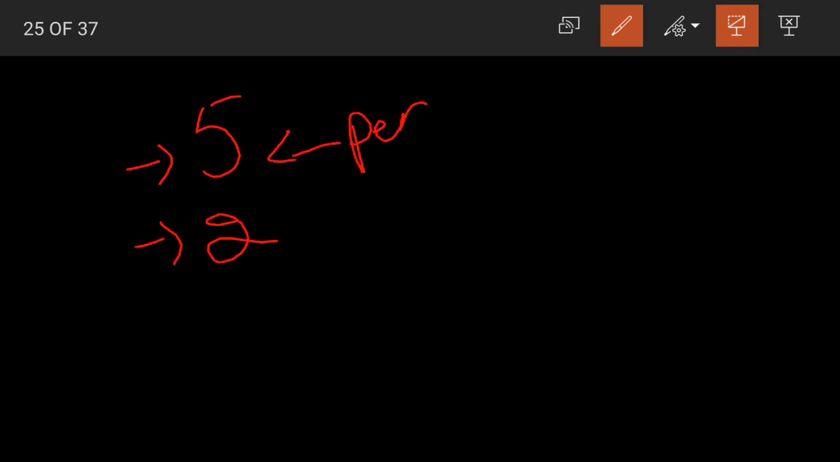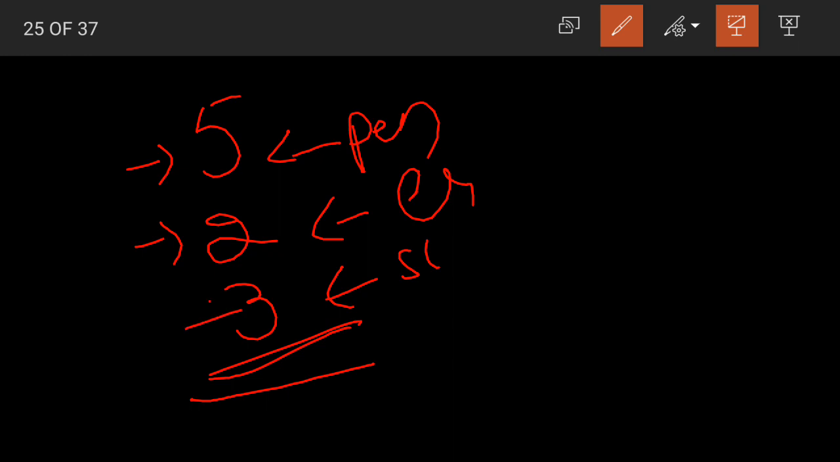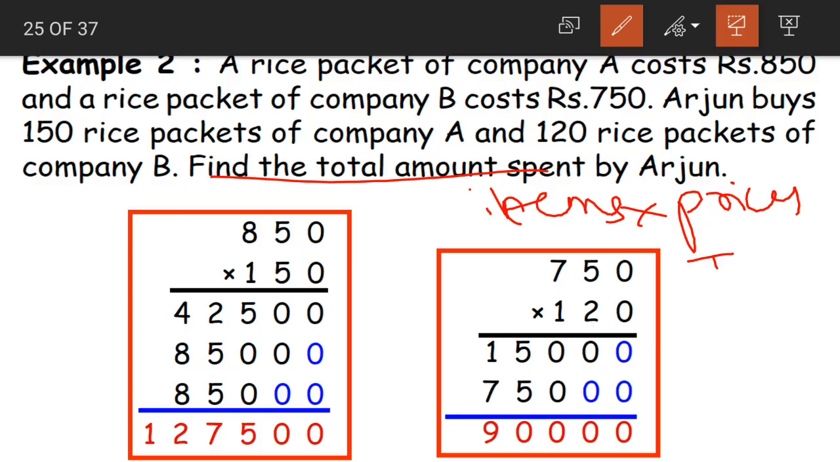Or suppose I say that I bought a pencil for 5 rupees, eraser for 2 rupees and a scale for 3 rupees. How will I find out the total amount? I add all these together. 5 plus 2 is 7, 7 plus 3 is 10. So 10 will be my total amount spent. But what is happening here?